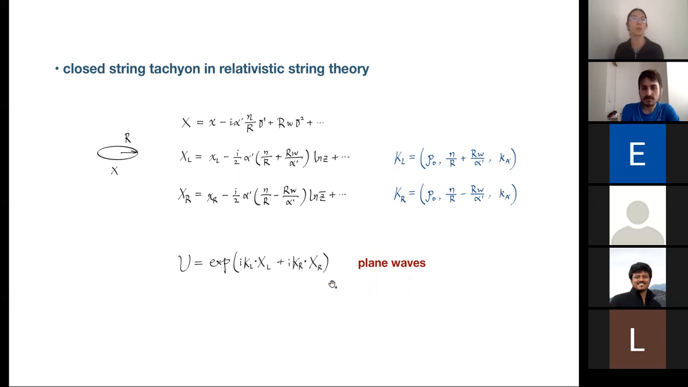So finally, we can cook up this so-called vertex operator, which is a local operator that we can insert on the worldsheet topology. And you can always map an asymptotic string state to a local vertex operator because we have conformal symmetry on the worldsheet. So the vertex operator is nothing but a plane wave, but involves both XL and XR, and also the left moving and right moving momenta.